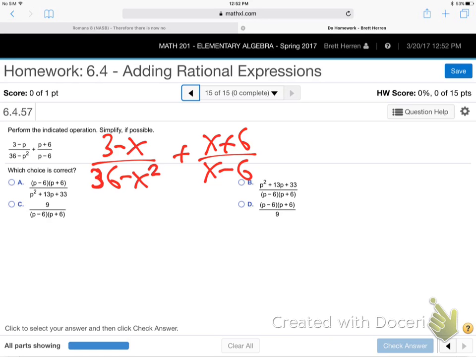I bet. None of the above. If in doubt, guess none of the above. No. Ah, so it's one of the above, or one of the below.